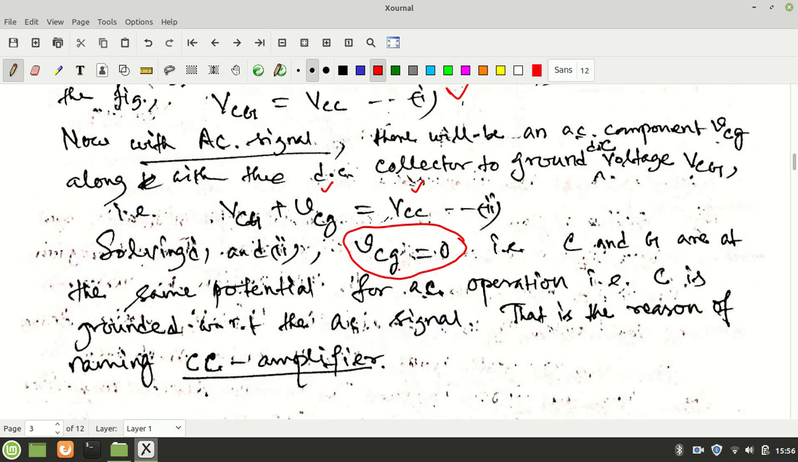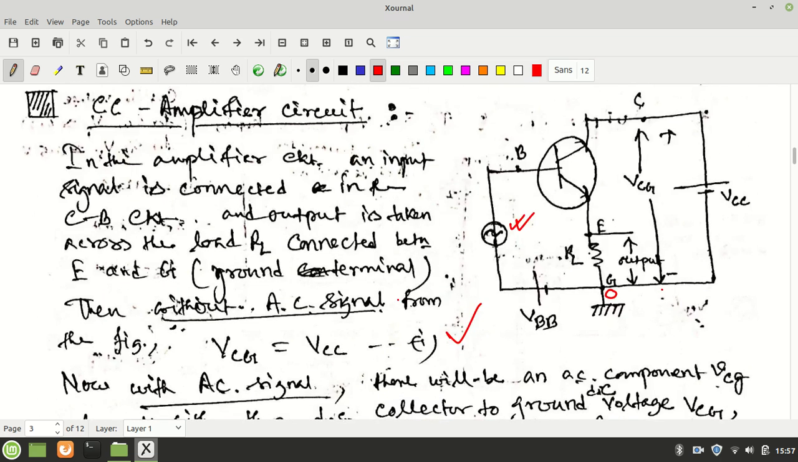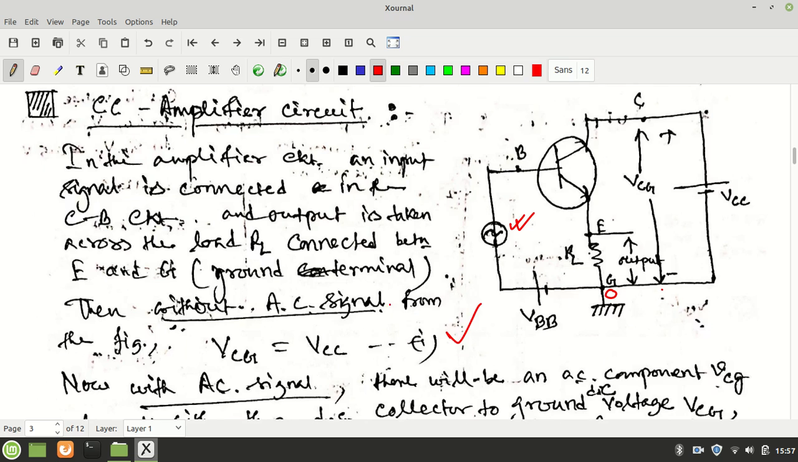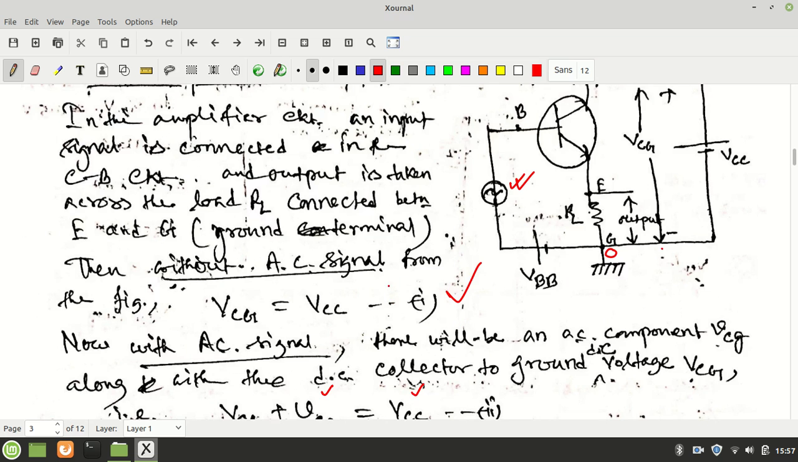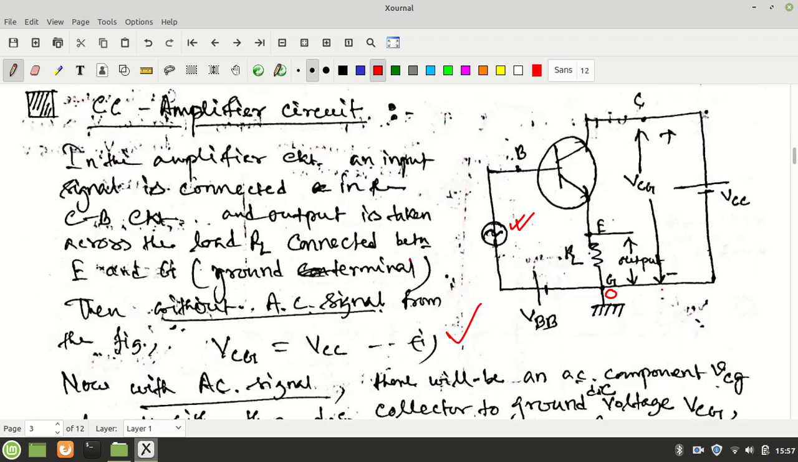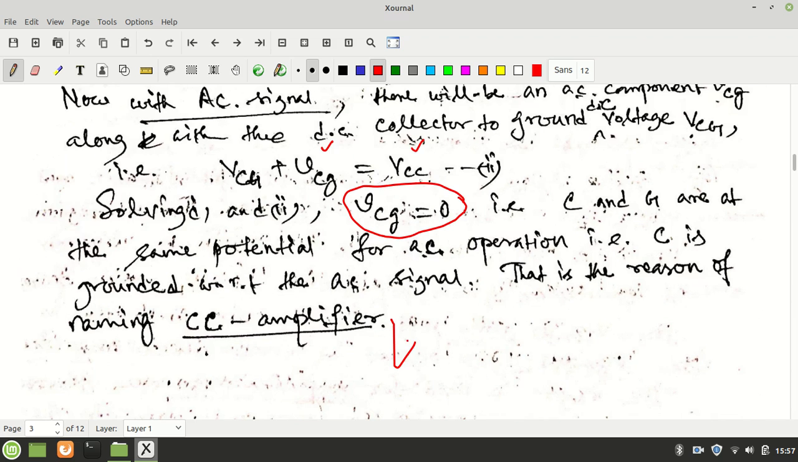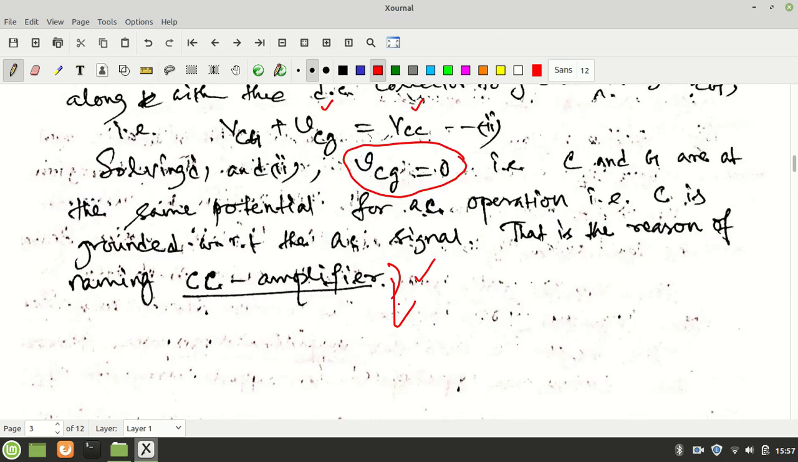Collector and ground are at the same potential with respect to AC. That is why this connection is called a common collector amplifier circuit, not common emitter, because the emitter is not grounded. The collector is not visually grounded, but effectively the collector is grounded with respect to the AC connection. So the common collector amplifier name comes from here.